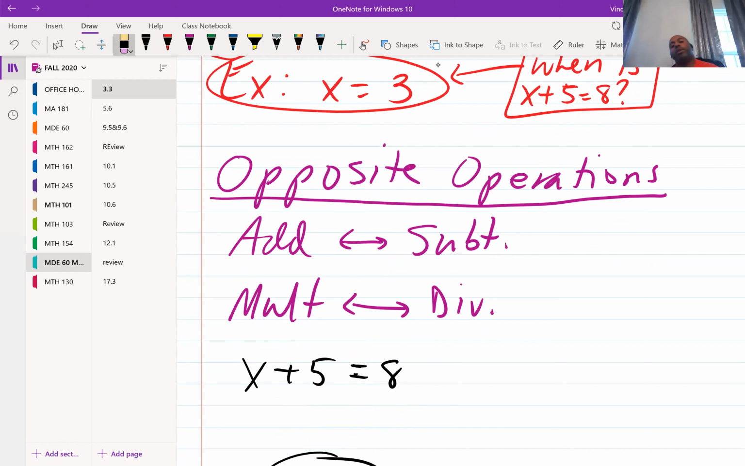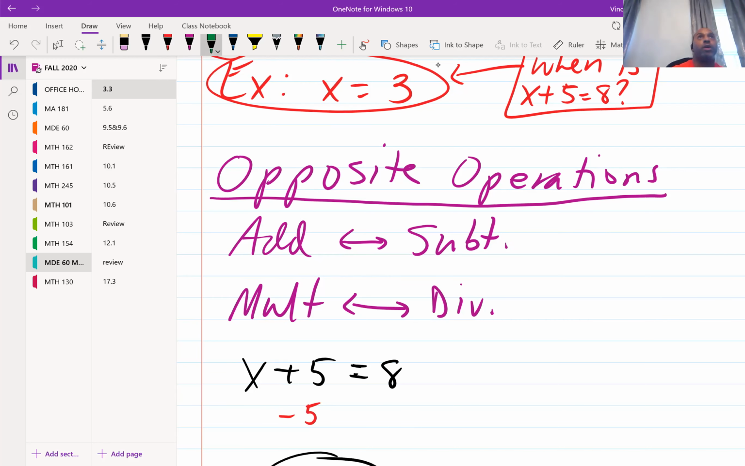So when we go to solve for our variable, we want to get our variable by itself. Going back to x equal to 3, we have x on one side by itself, equal to our solution. So we need to undo what's being done to our variable. If I have x plus 5 is equal to 8, I want to undo the addition of 5. So I will subtract 5. Remember, we're talking about opposite operations. Addition is being done to the x, so I'm going to subtract 5.